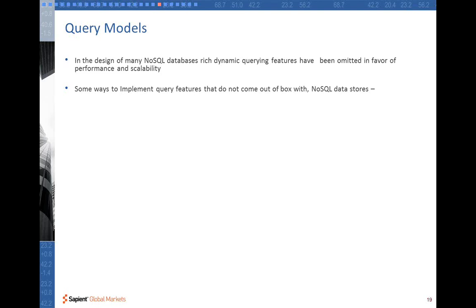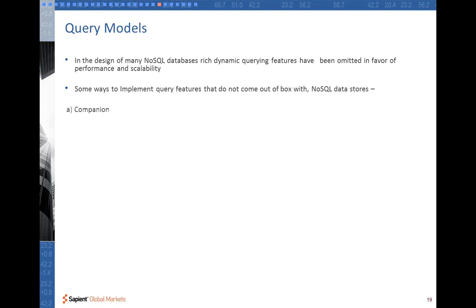as in the design of many NoSQL databases, rich dynamic querying features have been omitted in favor of performance and scalability. On the other hand, even when using NoSQL databases, there are use cases requiring at least some querying feature for non-primary key attributes. So we'll see some of the workarounds we can use.